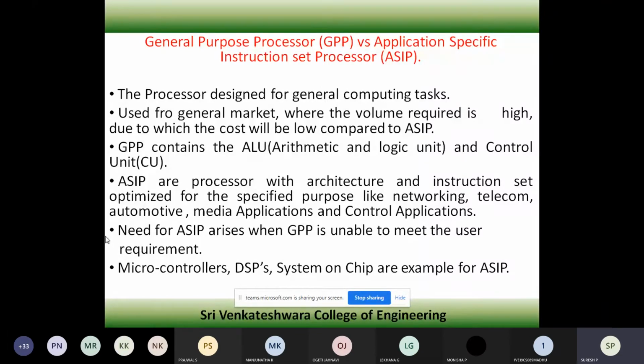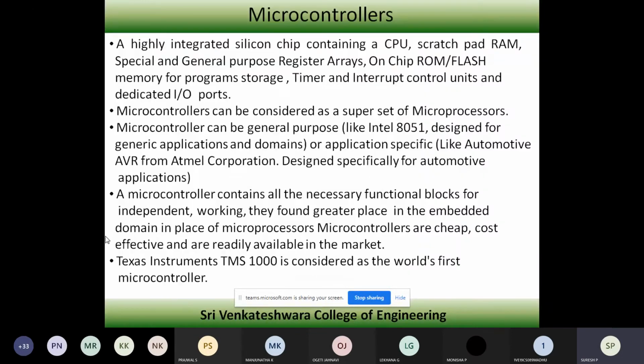So next comes the microcontroller. This you have already seen. So what does the microcontroller contain? A microcontroller is also a silicon chip, but it contains the CPU, internal RAM, and specific register arrays. On chip ROM will be there. Memory for program storage will be there. Timer and interrupt control units and dedicated IO ports. All these are combined and embedded into a single chip. This is the difference between your microprocessor and microcontroller, which we have already seen.